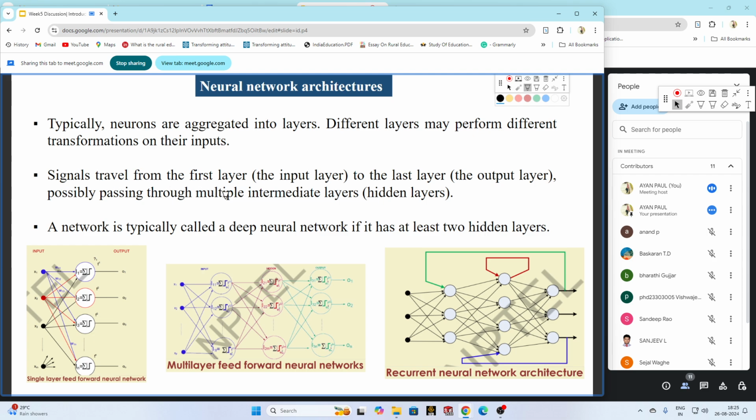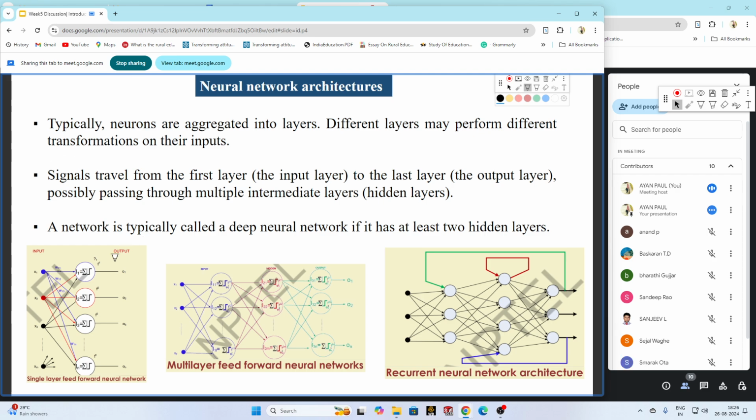Signals travel from the first layer, the input layer, to the last layer, the output layer, possibly passing through multiple intermediate hidden layers. So there will be an input layer, an output layer, and all the layers in between are known as hidden layers. A network is typically called a deep network if it has at least two hidden layers; then your neural network will be called a deep neural network.